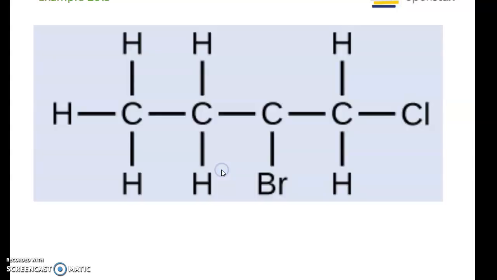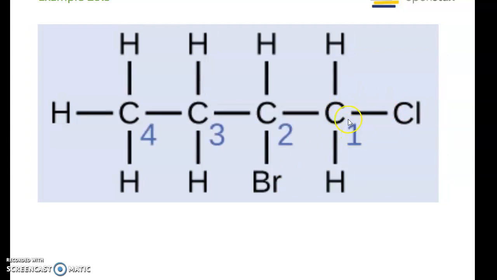Okay? So this one right here, you've got a bromine right here and you've got a chlorine right there. So what that means is you'd start counting here, wouldn't you? Right? So it would be 1-chloro, 2-bromo, and you've got 1, 2, 3, 4 of these. So that would be the butane, right? So it would be 1-chloro, 2-bromo, propane.